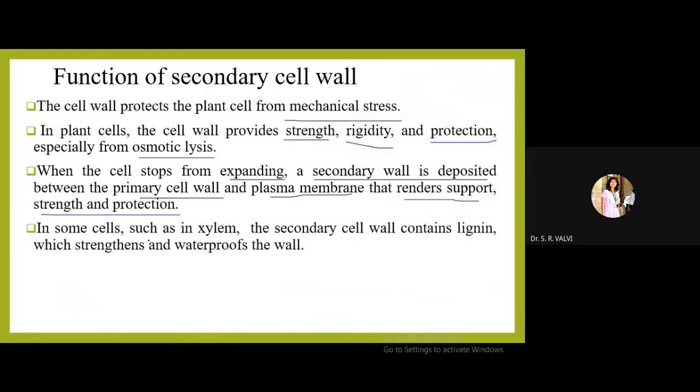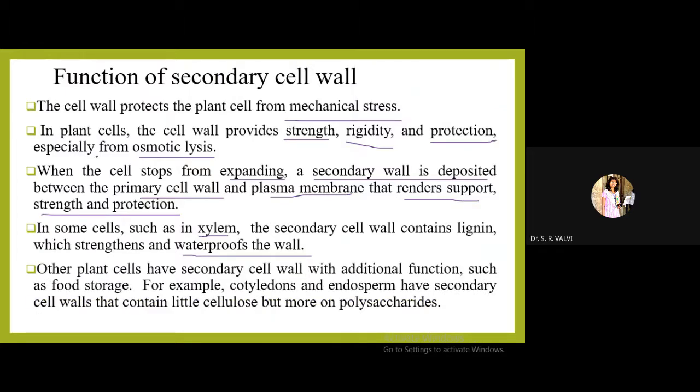In some cells such as xylem, the secondary cell wall contains lignin which strengthens and waterproofs the wall, because the main function of xylem is that it helps in the transport of water. So particularly in xylem tissue, as the secondary cell wall has lignin, it gives strength to the xylem tissue, as well as waterproofing of that particular cell wall, right? So that it can transfer the water from root cells to the apices of the plant parts.